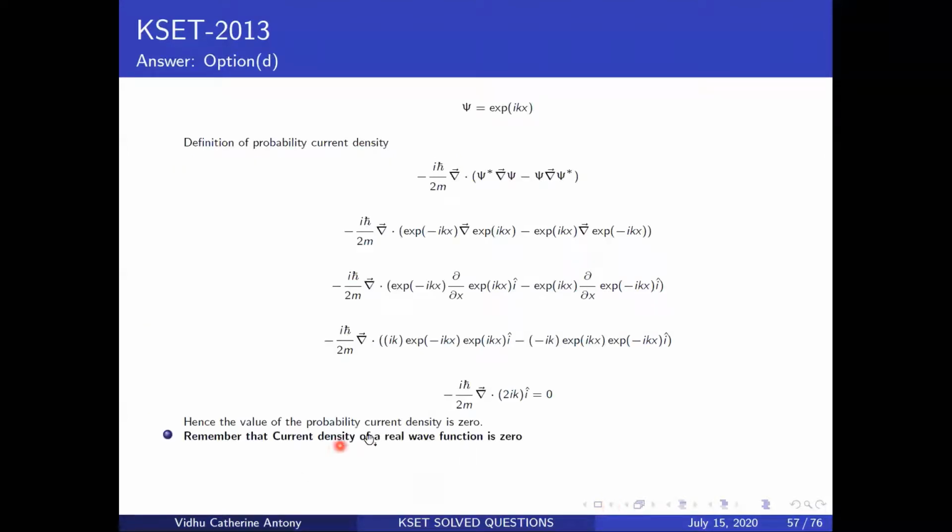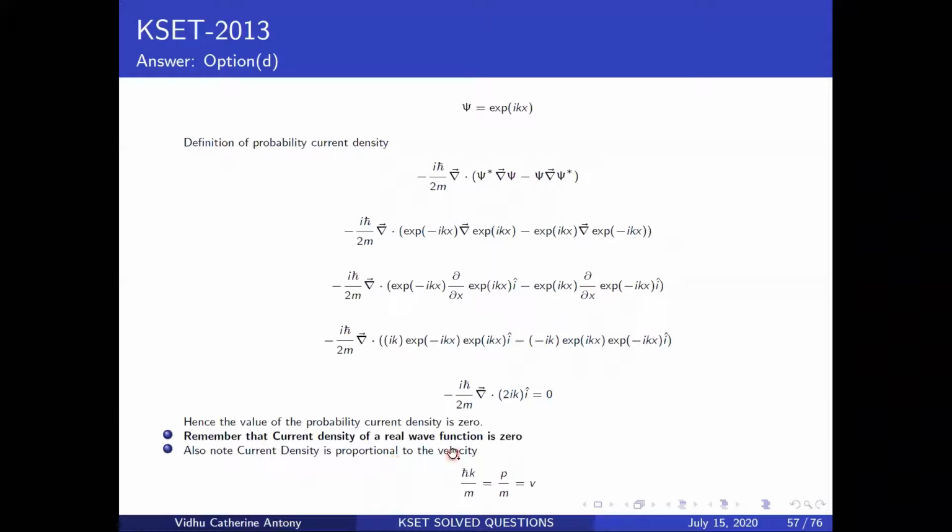Now one important thing that you can remember is, whenever you have a real wave function, here you had a complex wave function, so you had to compute this. Whenever you have a real wave function, your current density is going to be 0 because these two terms are going to cancel off. Why? Because with a real wave function, your psi star is going to be psi. Here also your psi star is going to be psi, so these two terms are going to cancel off and you're obviously going to get a 0.